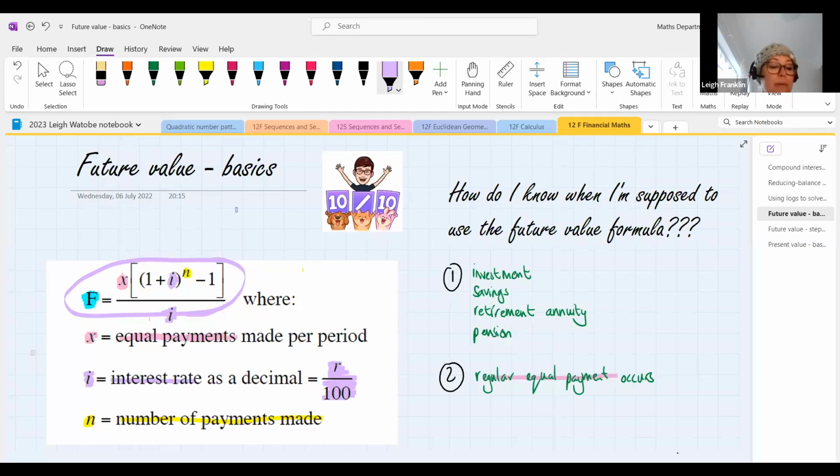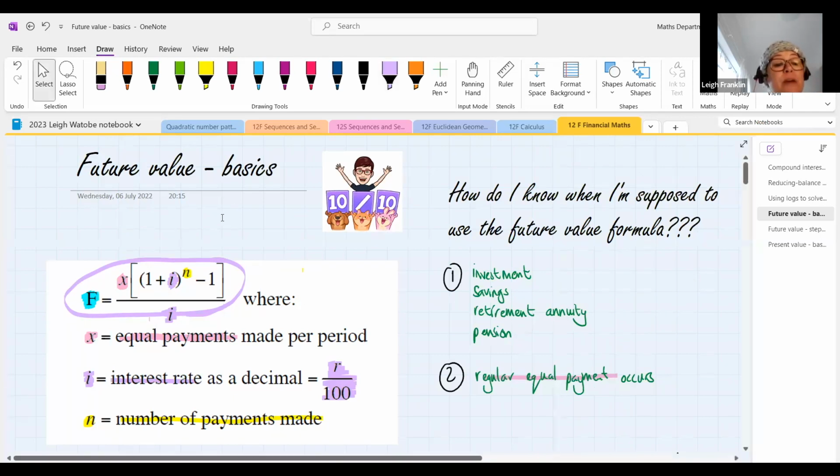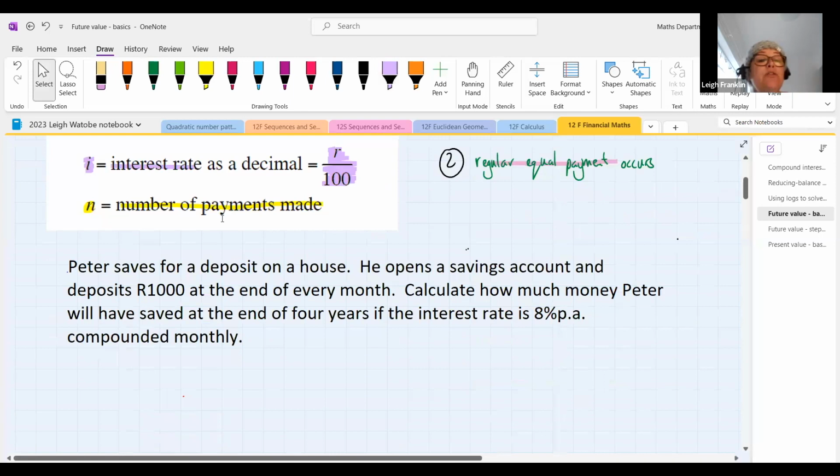Often with financial maths, it's a long, big paragraph and there's quite a lot going on, so we've got to be very careful when we read everything. Let's do this one as our first example. Peter saves for a deposit on a house. He opens a savings account and deposits 1,000 Rand at the end of every month. Calculate how much money Peter will have saved at the end of 4 years if the interest rate is 8% per annum compounded monthly.